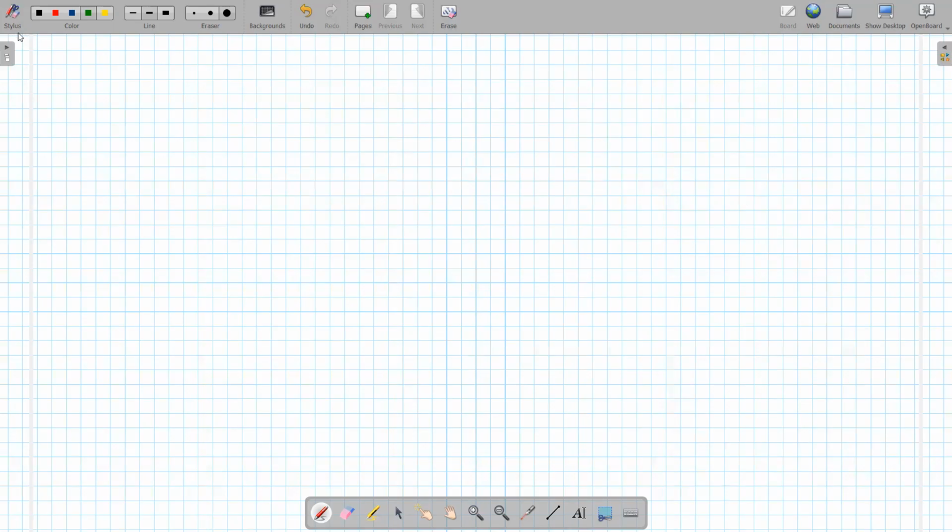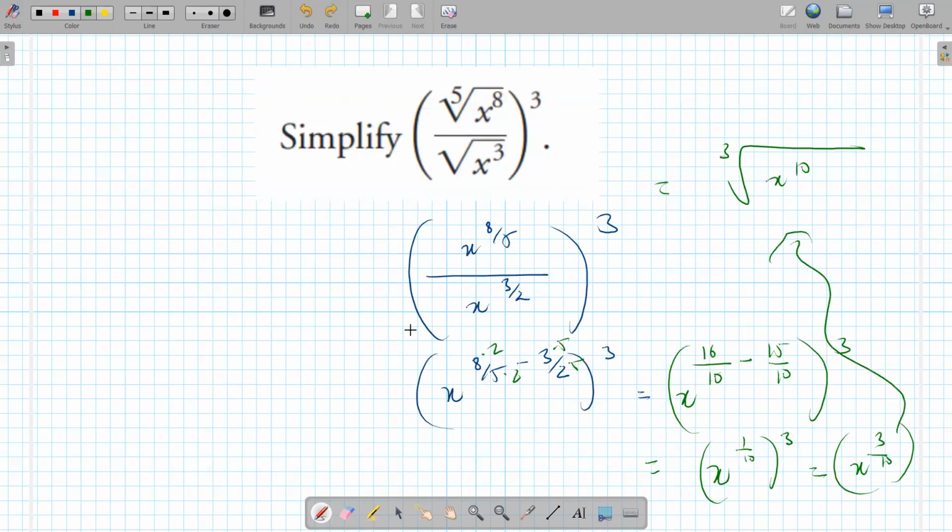We flipped it. Did I flip it? 3 over 10. It's the other way around, right? It's the other way around. The denominator is your index. The denominator is your index. That's going to be 10th root of x cubed.